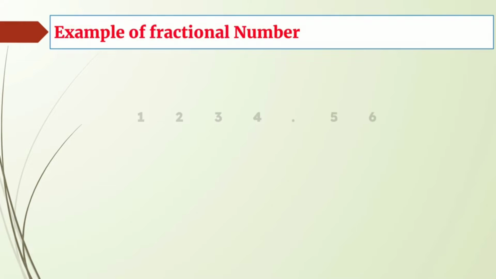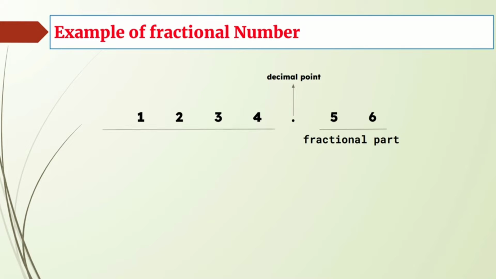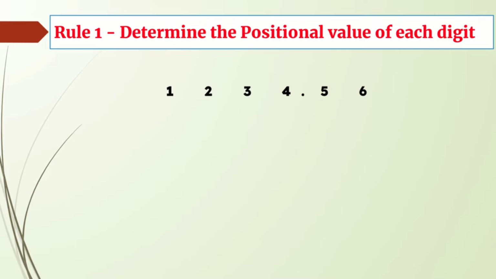If we take the number 1, 2, 3, 4.56, then what will it be? The point refers to the decimal point, and this divides a number into two parts. One is the integer part and the other is the fractional part. The right portion of the decimal point is the fractional part and the left portion of the decimal point is the integer part. Now we will set the positional values for the integer part and also the fractional part.